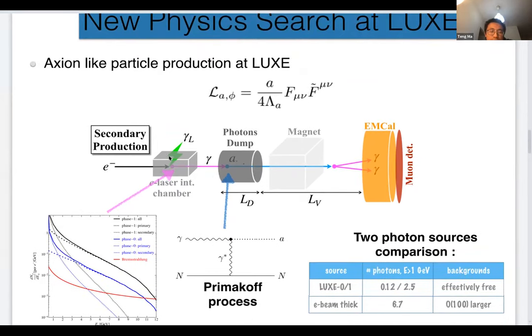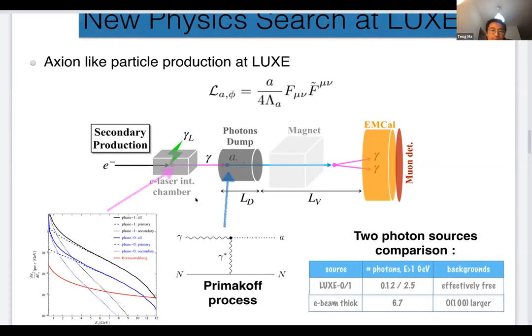After the hard photons are produced from the optical dump, we input a photon dump to absorb all the hard photons to produce the axion-like particles through the Primakoff process. We also impose a magnetic field to remove the charged particle background. And then the ALP decays into a pair of photons. We use the photon detector to detect the pair-of-photons final state to probe the axion-like particle. And at the back of the photon detector, we also input a muon detector to remove the muon background.